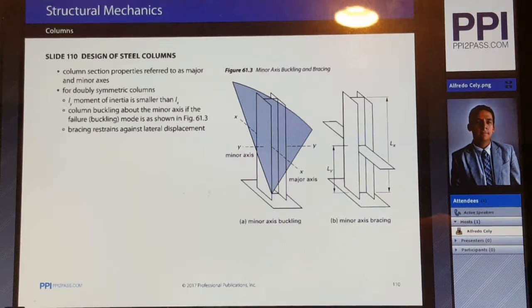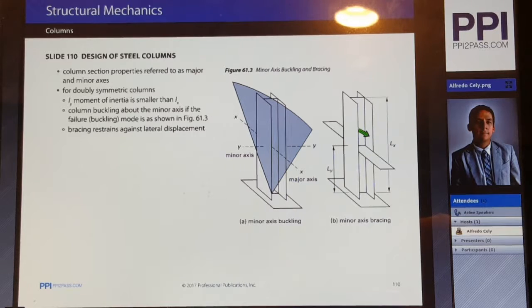Now the design of steel columns. The column section properties are referred to as major and minor axes. For doubly symmetric columns, the Iy moment of inertia is smaller than the Ix. Column buckling about the minor axis is the failure mode shown in figure 61.3. Bracing restrains against lateral displacement.